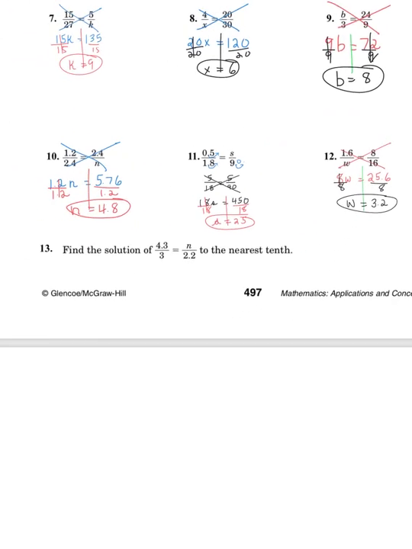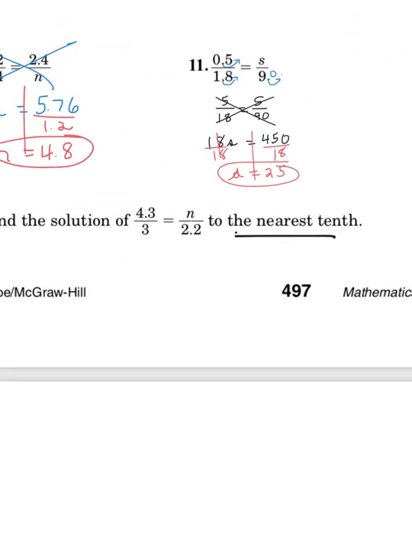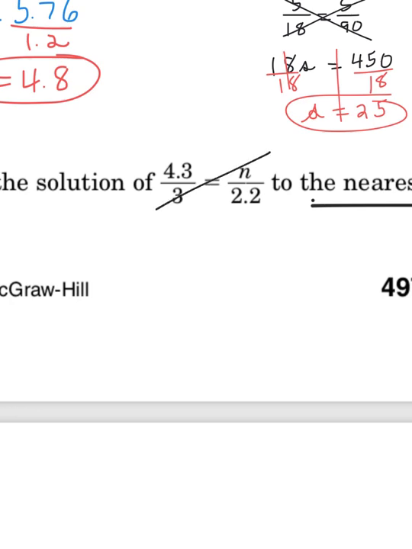All right, and what's this one? Find the solution and round to the nearest tenth. Okay, no problem. Let's just start right here.